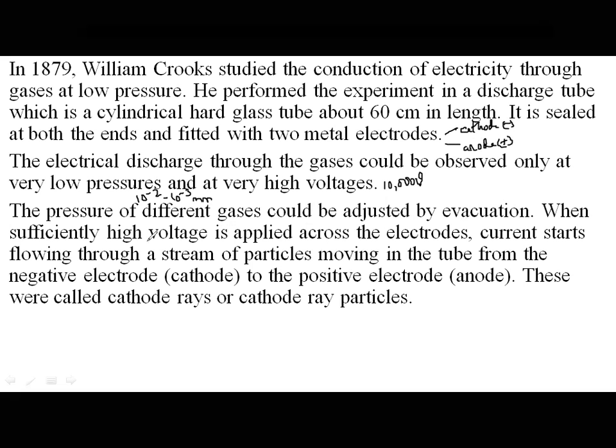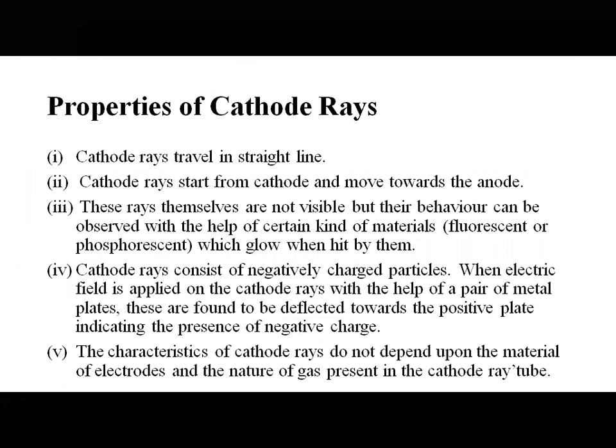A vacuum pump was taken. When a sufficiently high voltage is applied across the electrodes, current starts flowing in the form of a stream of particles moving in the tube from the negative electrode, the cathode, to the positive electrode, and these were called cathode rays or cathode ray particles. It was a stream of particles, students. And how were all these questions answered? They were answered properly, and those were clubbed as properties of cathode rays.